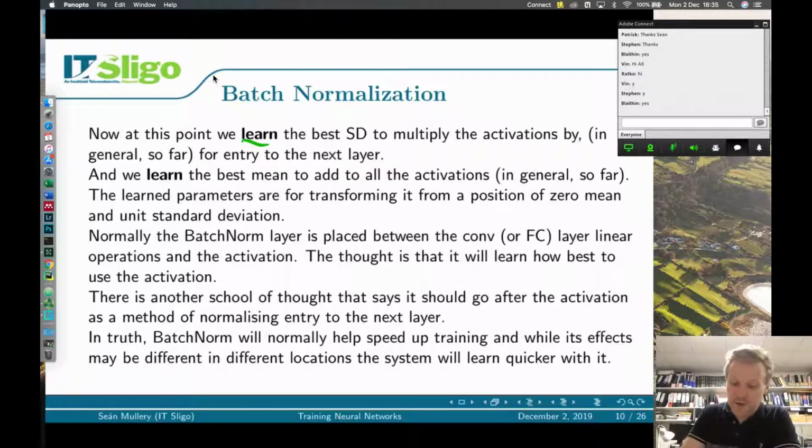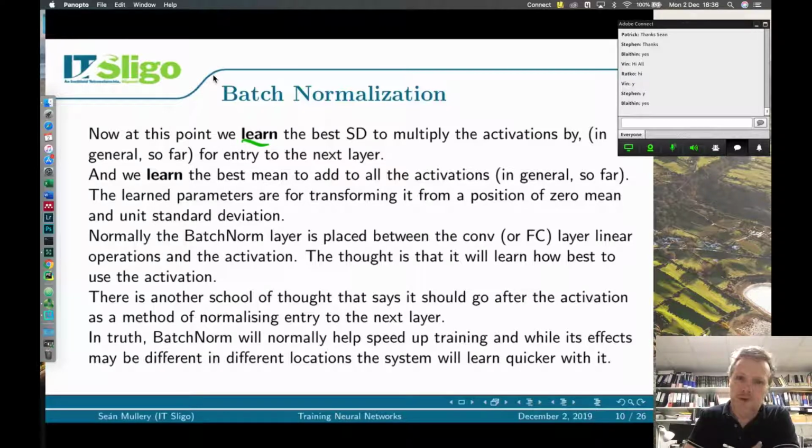And then we learn the best mean to add to this as well. So you've got to do that in the reverse order. You start by subtracting the mean and then divide by the standard deviation. You then multiply by whatever new standard deviation you want and then add whatever mean you want. So you have to do it in the opposite order. So the learned parameters are for transforming it from a position of zero mean and unit standard deviation to something that's more desirable as it learns it.